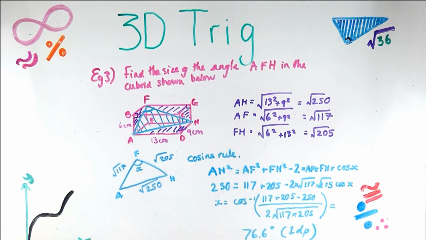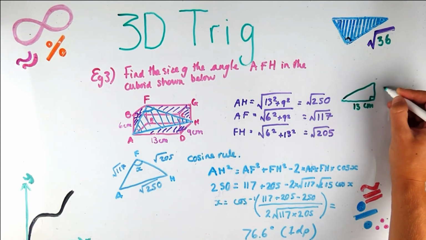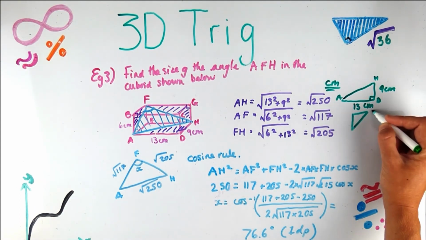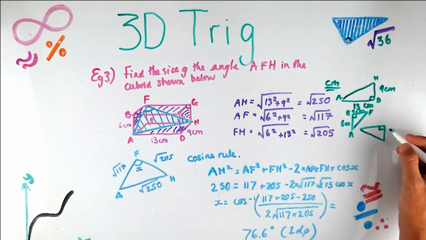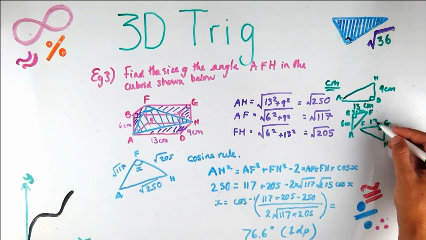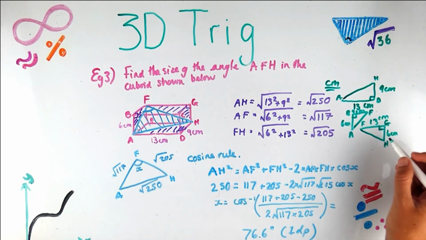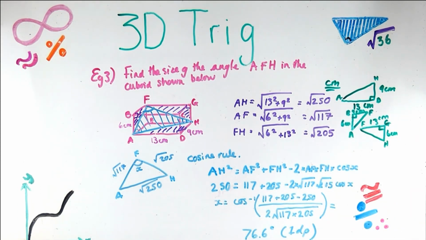Okay, I'm sorry about my triangles here. Actually, I'm going to draw out the Pythagoras triangles on the side just to make that a bit clearer. Okay, so those are the triangles that I used for Pythagoras.